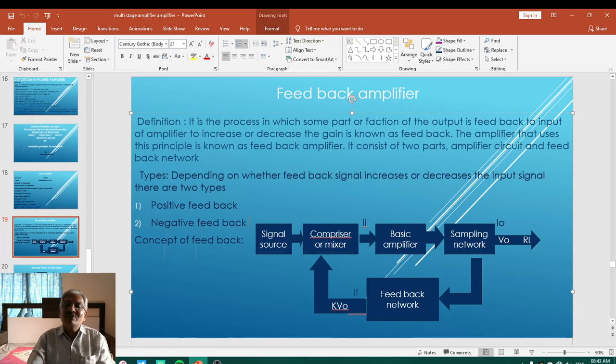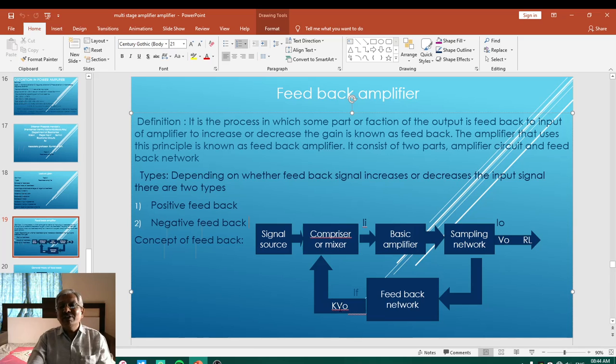Feedback network is a combination of a resistor network, a passive device network, that feeds the sampled signal to the comparator. Friends, in this case, if the output voltage is VO, then out of that VO, K times VO is the signal which is fed back to the input or comparator. In this case, VO is the output voltage, K is the feedback factor.